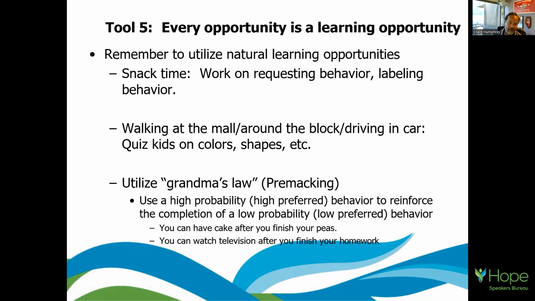The other one, I talked about this earlier, is work break. This is what we call pre-macking. We're using a high probability behavior, such as a highly preferred activity, to reinforce a low probability behavior. It sounds really complicated, but it's Grandma's law. You can have your cake after you finish your peas. You can watch television, a high probability behavior, after you finish your homework. I don't like doing homework, it's a low probability behavior. So use that high probability behavior to reinforce the occurrence of a low probability behavior. That's what Grandma always said: you gotta eat your peas and then you can have your cake that's sitting up there. So cool.